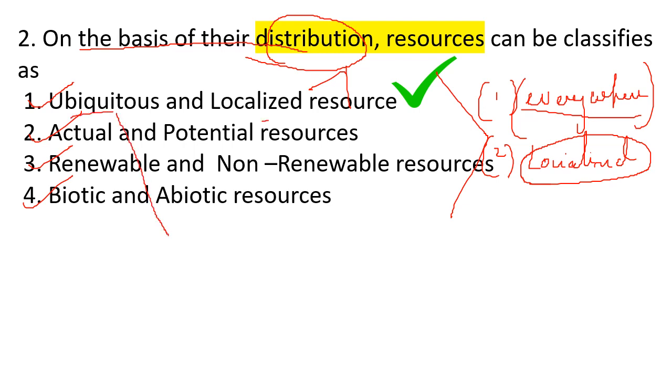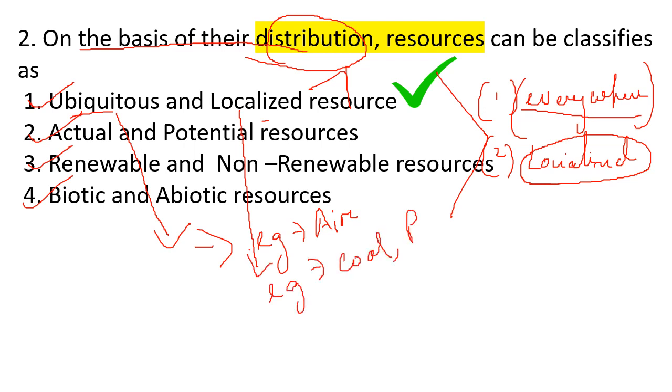Ubiquitous resources are the resources that are found everywhere. Example, we have air. Localized resources are the resources that are found in some particular region. Example, we can say coal and petroleum.